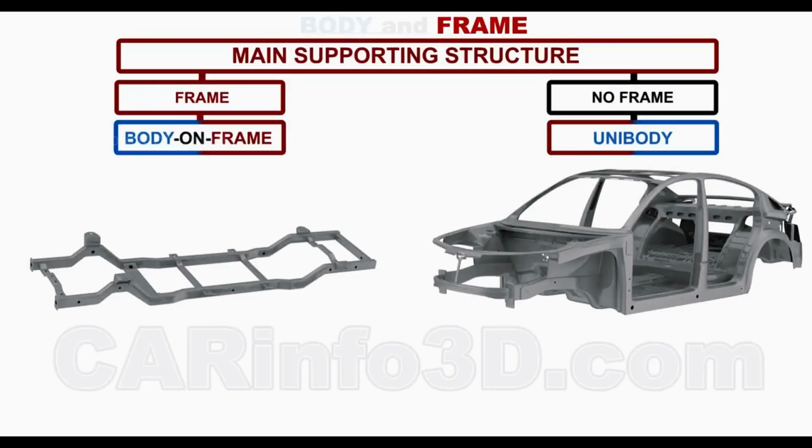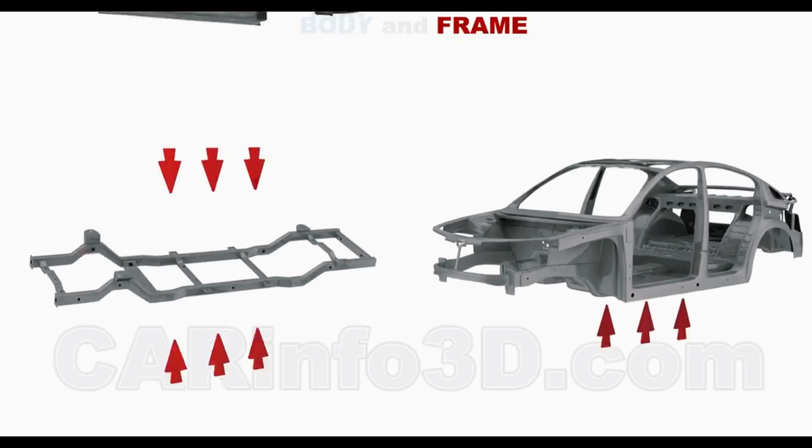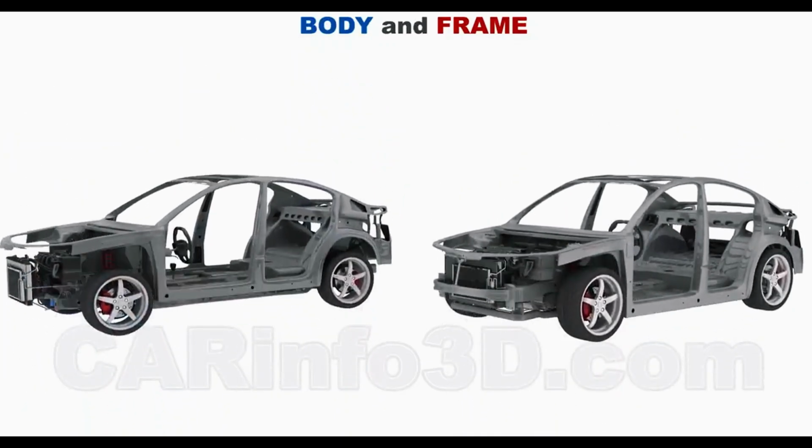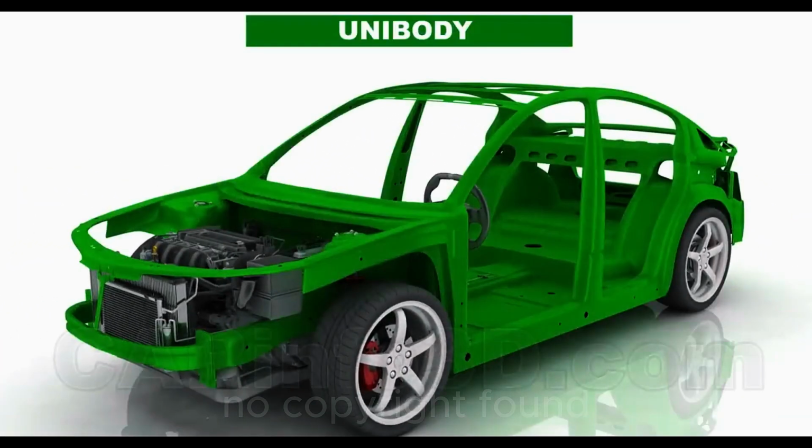It can be a body-on-frame or a unibody construction. The unibody combines the function of the body and the frame. Most modern cars use this type of construction. Body-on-frame vehicles are much rarer and primarily comprise off-road SUVs.